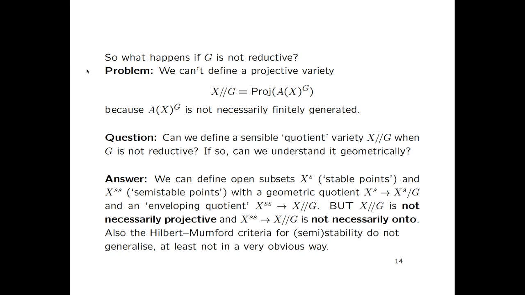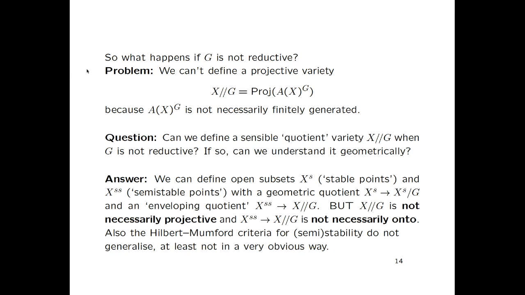But three important things from classical GIT go wrong in general. This enveloping quotient is not necessarily projective. The morphism from the semi-stable points to the enveloping quotient is not necessarily onto. And you can't even combine those two problems into one, because the image of the semi-stable points in the enveloping quotient is not even necessarily a subvariety, and it's just a constructible subset.